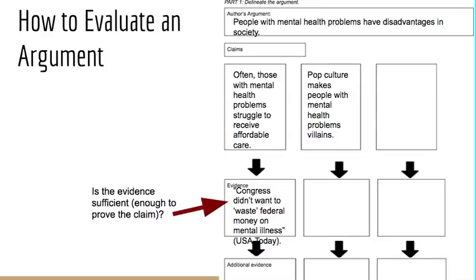And then finally, I have to consider whether there is enough evidence. And I kind of already mentioned this, but while this seems to be true, I need to have that fact and figure to fully support my understanding of whether or not people with mental health problems have affordable care. And this is how you evaluate an argument.